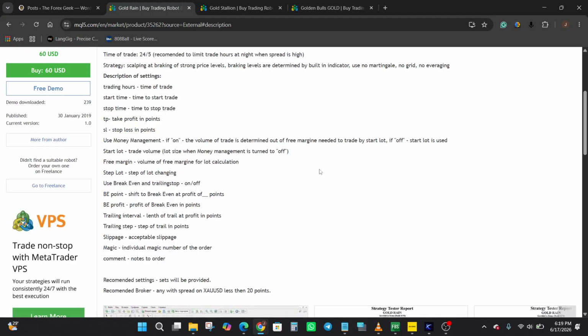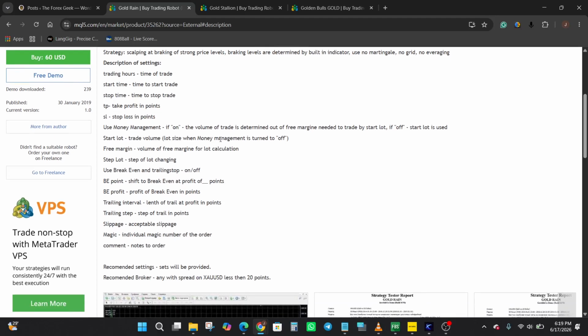Money management functionality is included as well. When enabled, position sizing is calculated based on available free margin. Alternatively, traders can disable money management and use a fixed lot size through the start lot setting. Additional parameters such as free margin and step lot provide further control over how trade volume is calculated.